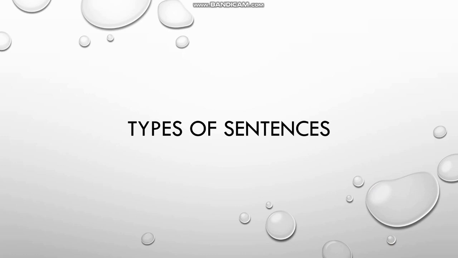Today we are going to look at types of sentences. Sentences are of different types according to their pattern and structure. There are 5 types of sentences according to pattern. Today we are going to learn the types of sentences according to the pattern.